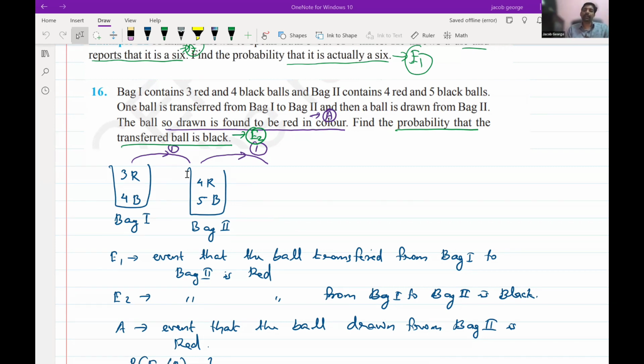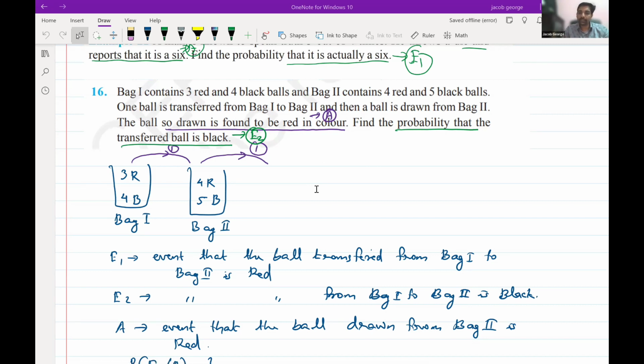Let E1 be the event that the transferred ball from bag 1 to bag 2 is red. E2 be the event that the ball transferred from bag 1 to bag 2 is black. Now, capital A be the event that the ball drawn from bag 2 is red. Like this we write E1, E2 and capital A. Is that introductory part clear?